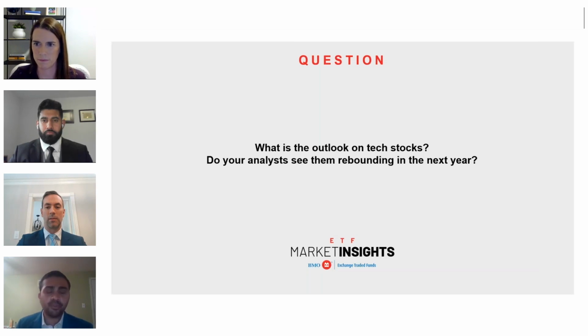For example, one of the solutions for investors can be investing in quality technology ETFs such as ZWT, which is our BMO covered call technology ETF. And this provides two things. You get the upside market participation, you get income, but at the same time you have lower risk versus the broad market. So overall, we are optimistic on the technology side.